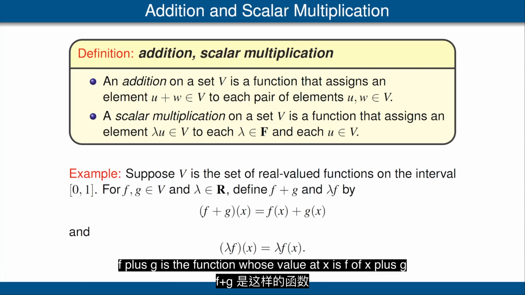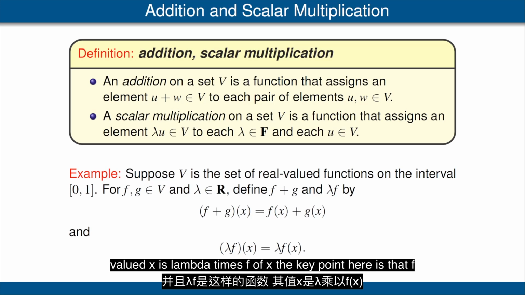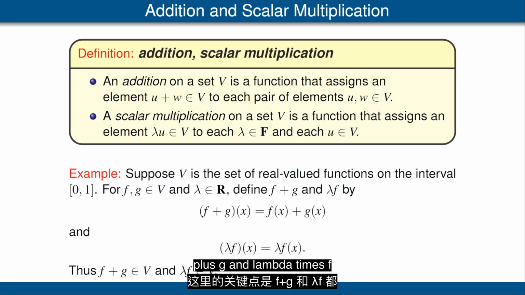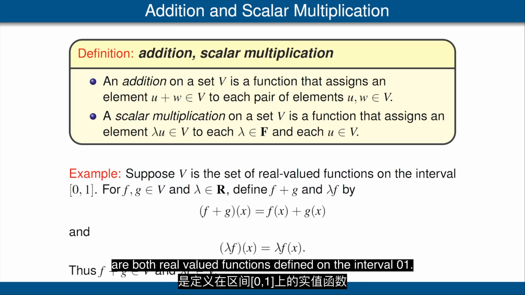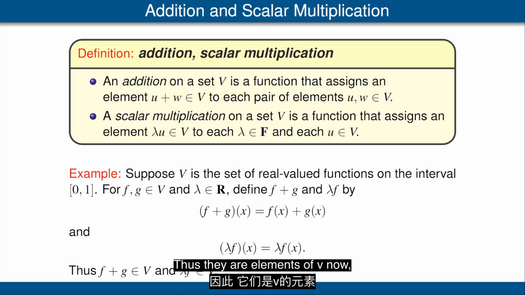Namely, f plus g is the function whose value at x is f of x plus g of x, and lambda f is the function whose value at x is lambda times f of x. The key point here is that f plus g and lambda times f are both real-valued functions defined on the interval [0, 1]. Thus, they are elements of V.